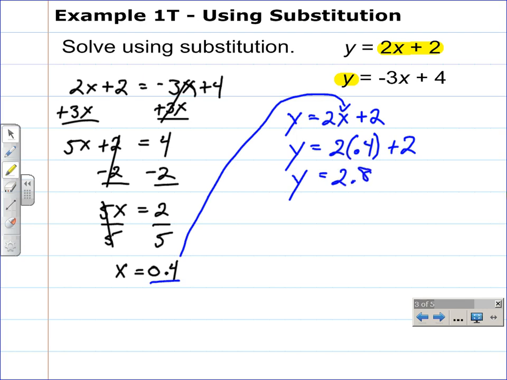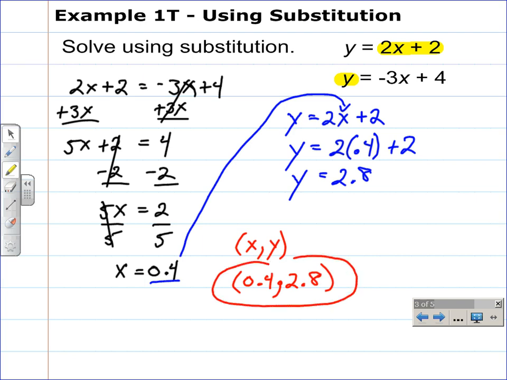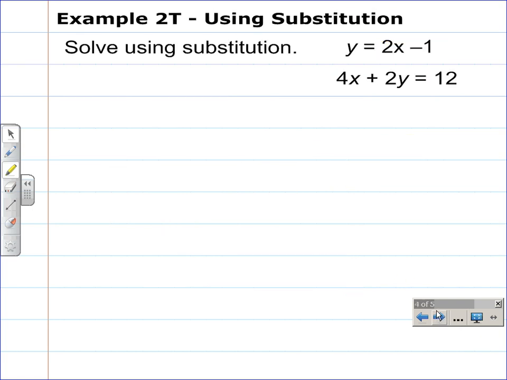So our solution, remember it's in the order x comma y, or the x coordinate then the y coordinate, so our solution here is 0.4 comma 2.8. So this system has one solution, and this is it, 0.4 and 2.8.